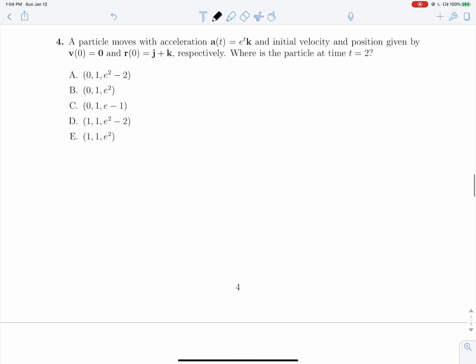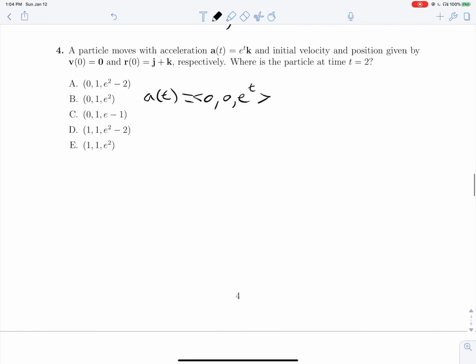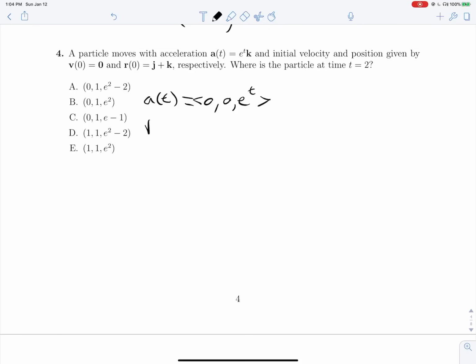Okay, we are told that a particle moves with acceleration of 0, 0, e to the t. Just expanding that out, because they just give it to us with a k component. I like to look at things in this way, with initial velocity and position given by v of 0 is 0, 0, 0, and r of 0 is 0, 1, 1, respectively. And then we want to find where the particle is at t equals 2.